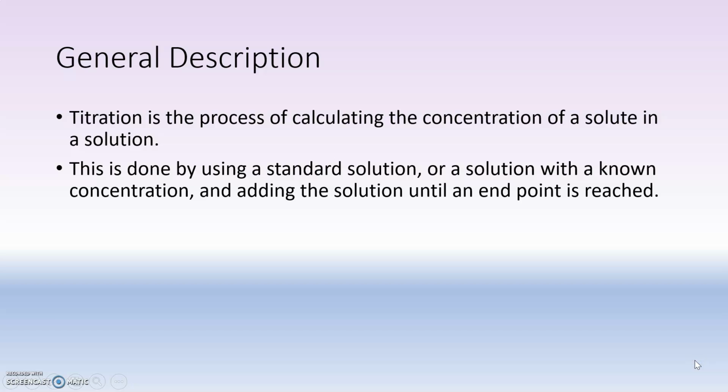Titration is the process of calculating the concentration of a solute in a solution. This is done by using a standard solution, or a solution with a known concentration, and adding the solution until an endpoint is reached.